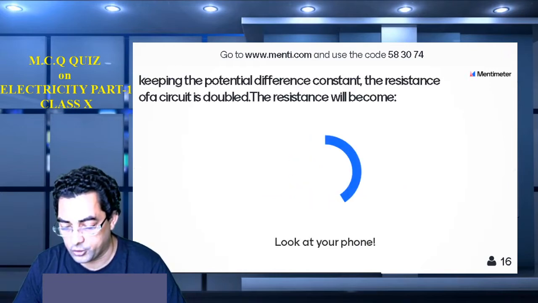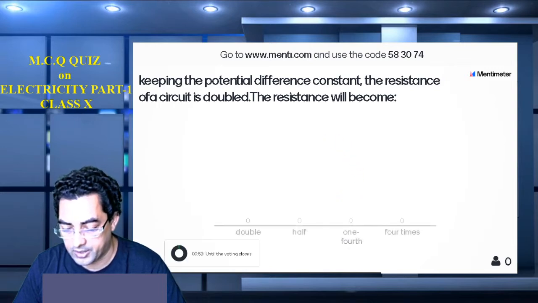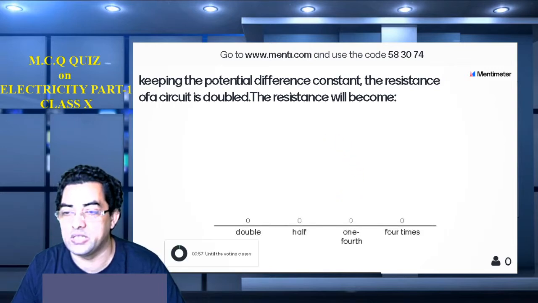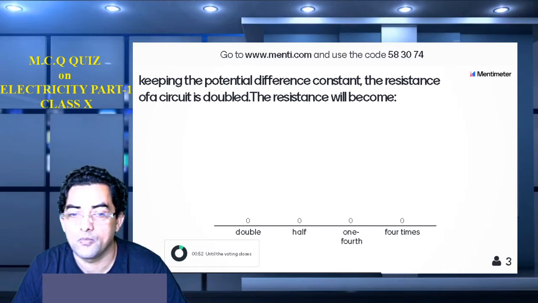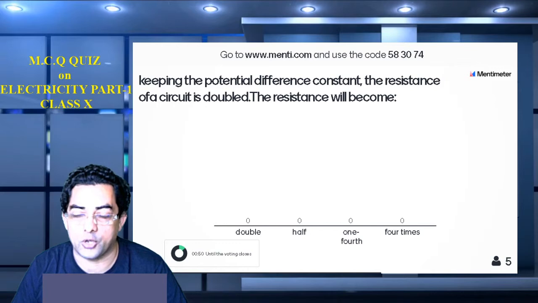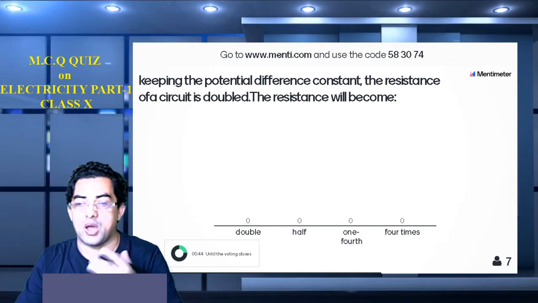Keeping the potential difference constant, the resistance of a circuit is doubled. What will happen to resistance? Keeping the potential difference constant, that means if you are not changing the potential difference, रेजिस्टेंस ऑफ अ कंडक्टर इज डबल्ड. रेजिस्टेंस को आप कर देते हैं डबल.